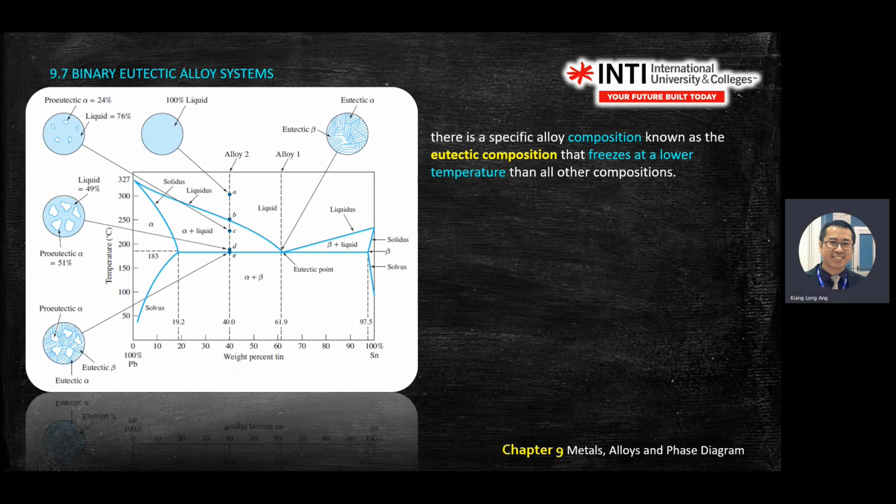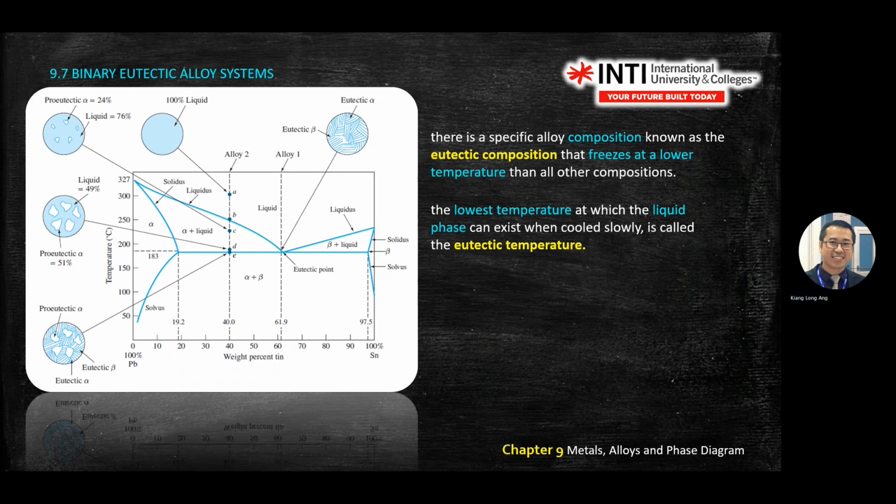So there's a specific alloy composition known as the eutectic composition that freezes at a lower temperature than other compositions. The lowest temperature at which the liquid phase can exist when cooled down slowly is called the eutectic temperature. So we want to find the eutectic temperature. What is the eutectic temperature? It's the lowest temperature at which the liquid phase can exist when cooled slowly.